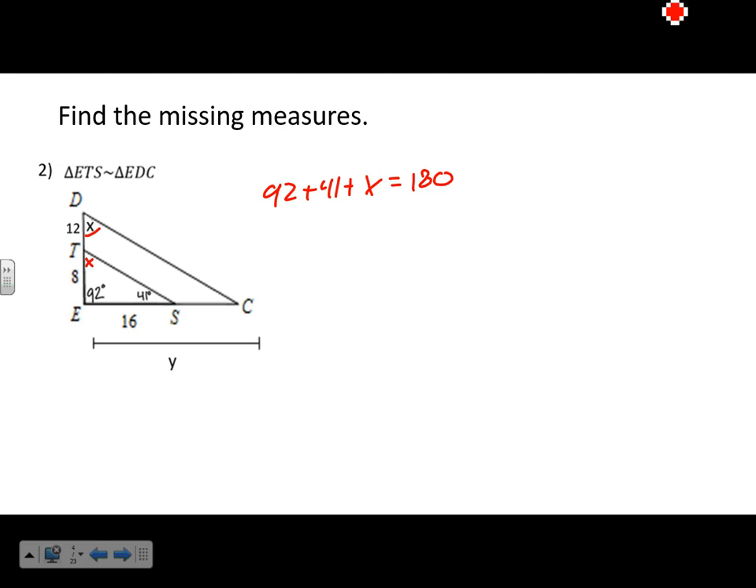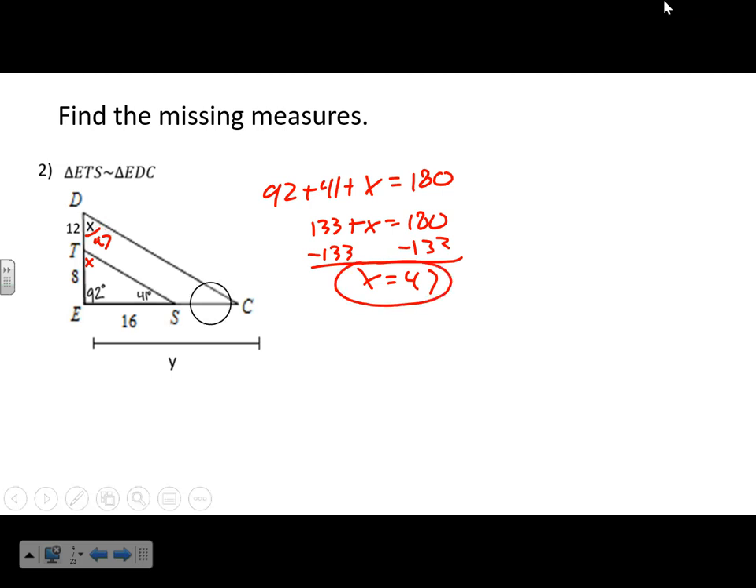92 plus 41 is 133. 180 minus 133 is equal to 47. So your x is 47 degrees.